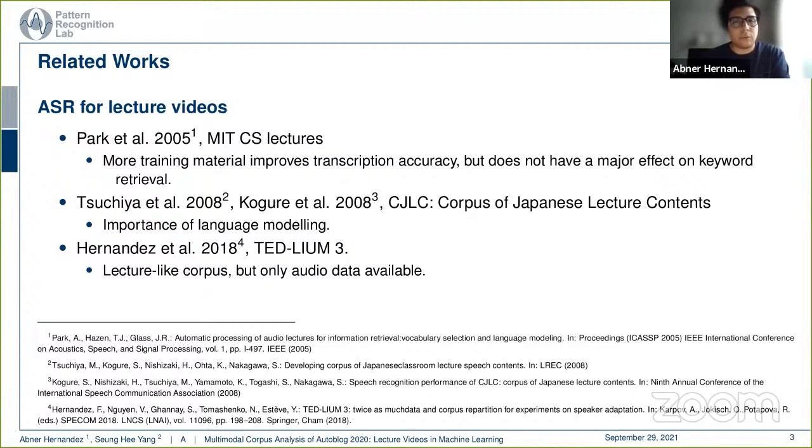A similar finding was found with Japanese lectures, where they looked at the importance of language modeling. In this case, they included information on the syllabus of the course and compared it to just a corpus of general presentation, political or other material, and found that, of course, the material that's more relevant to the lecture or more academic related material is more important.